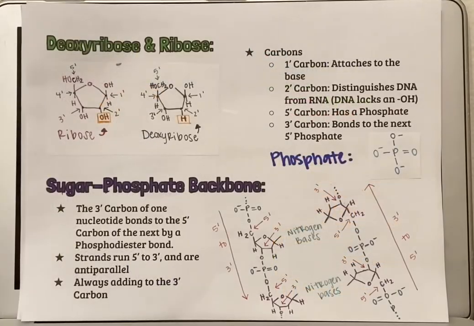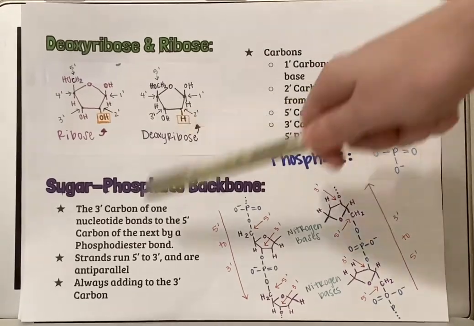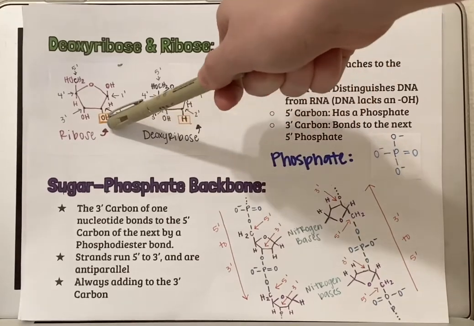Next is the composition of ribose sugars. The difference between deoxyribose and ribose is deoxyribose is missing an oxygen on the 2' carbon, hence why it's called deoxyribose. Ribose does have an oxygen on the 2' carbon.